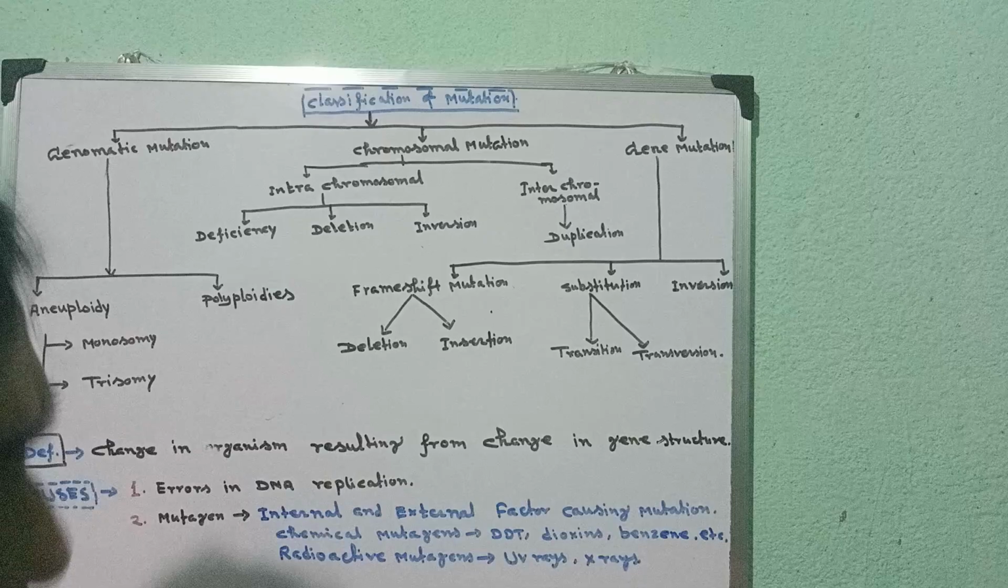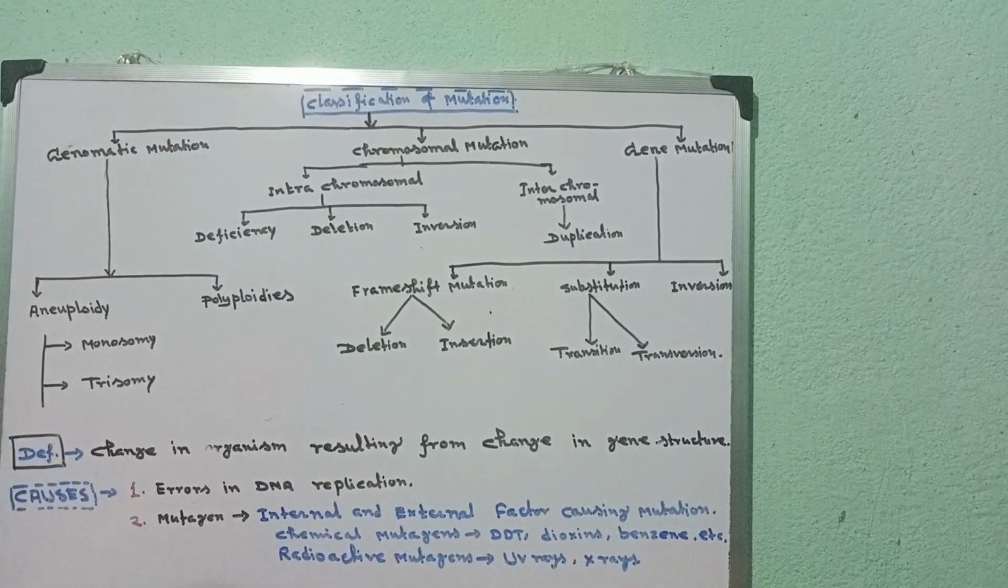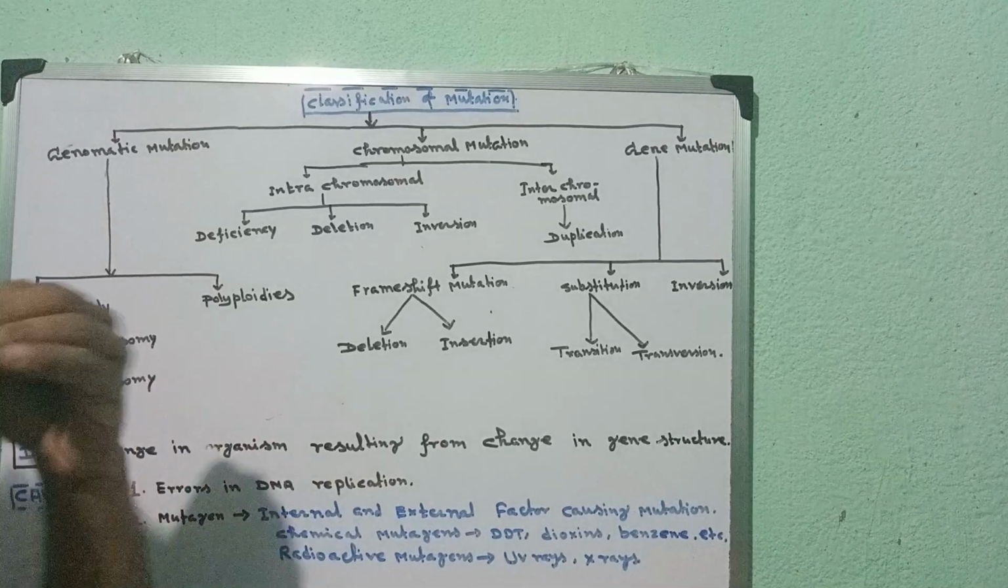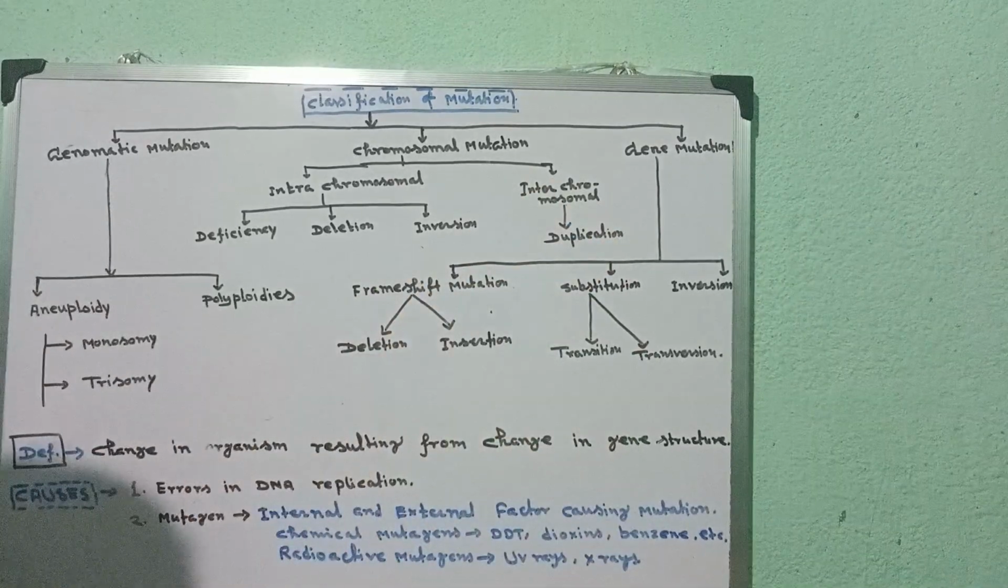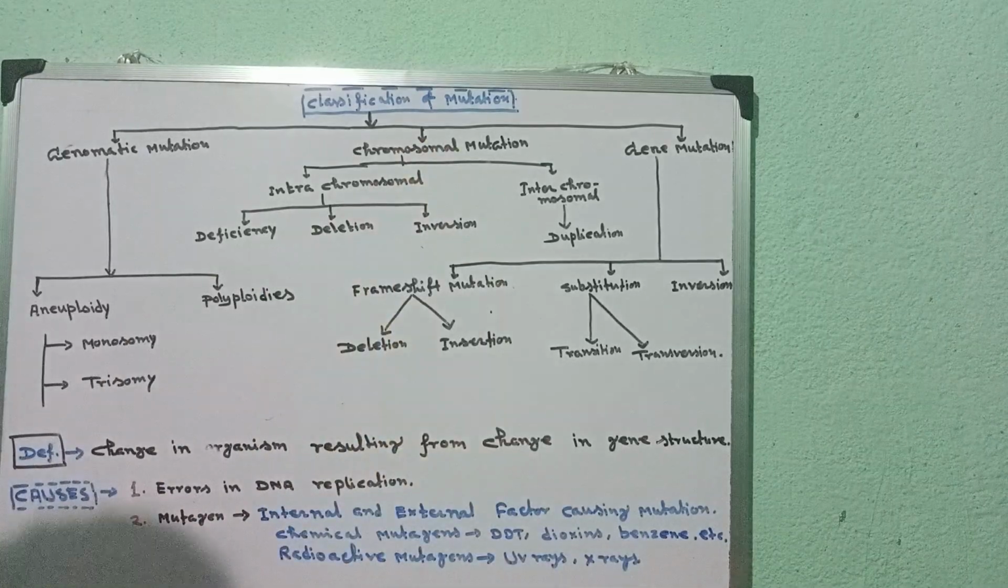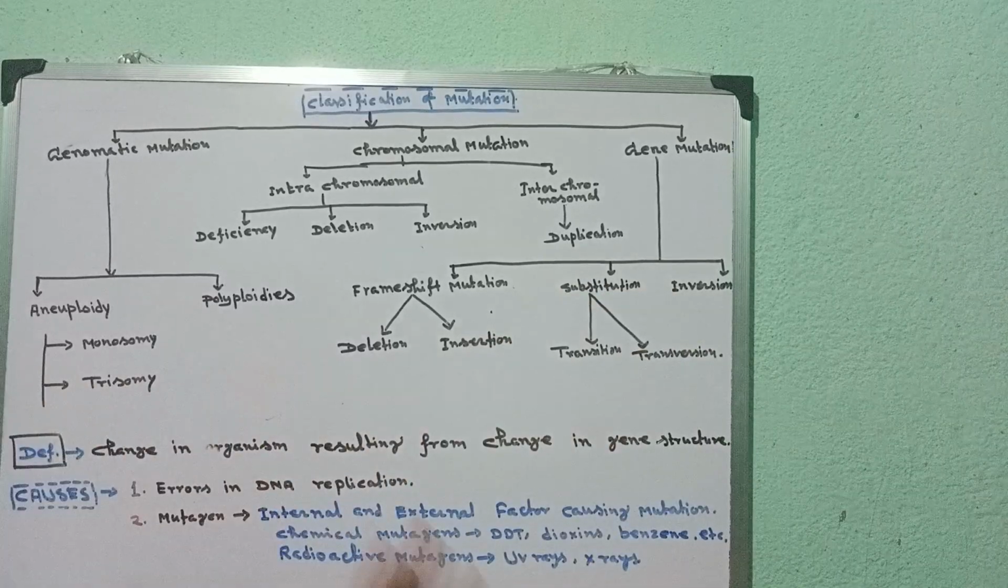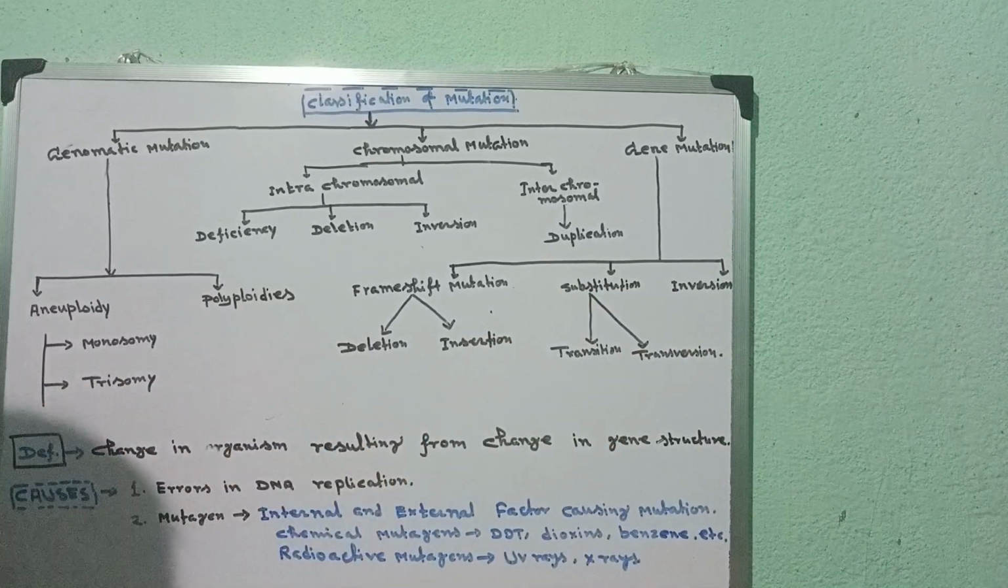Okay. So another is called the interchromosomal mutation. Interchromosomal means it is not within the chromosome, but outside of the chromosome. This type of mutation is called interchromosomal mutation. This occurs due to the duplication process. Duplication means doubling in number.